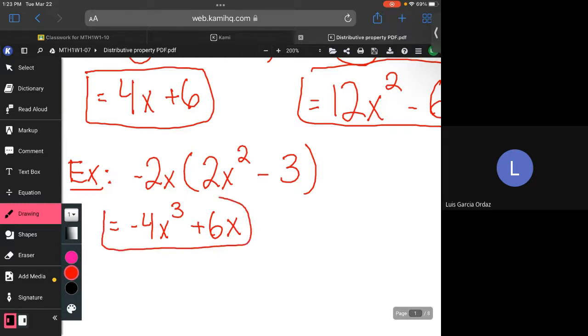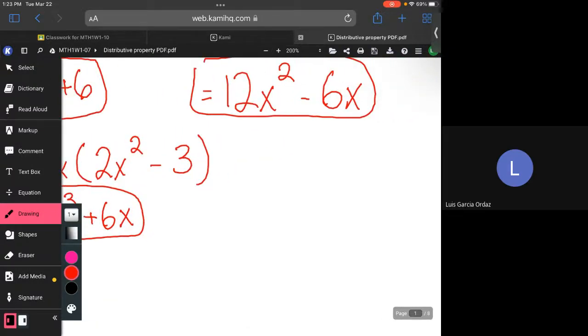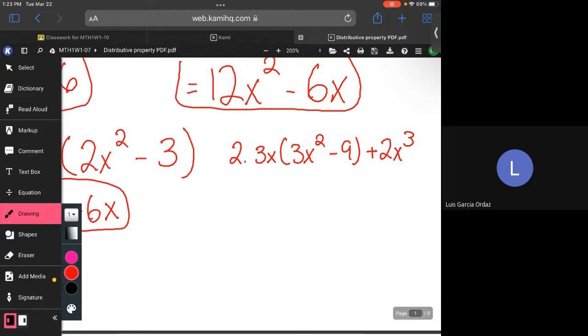However, let's see if I give you an example where you may have some like terms. Let's say I have 3x times, so this is question 2, 3x squared minus 9 plus 2x cubed. Try that one. So this is number 2, question 2. No, 2 is not part of the question.